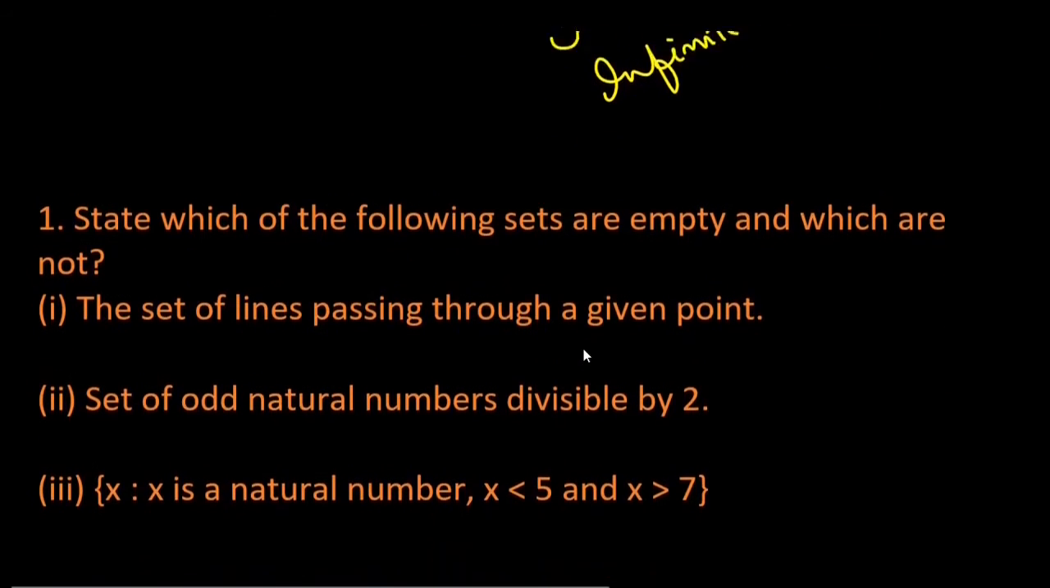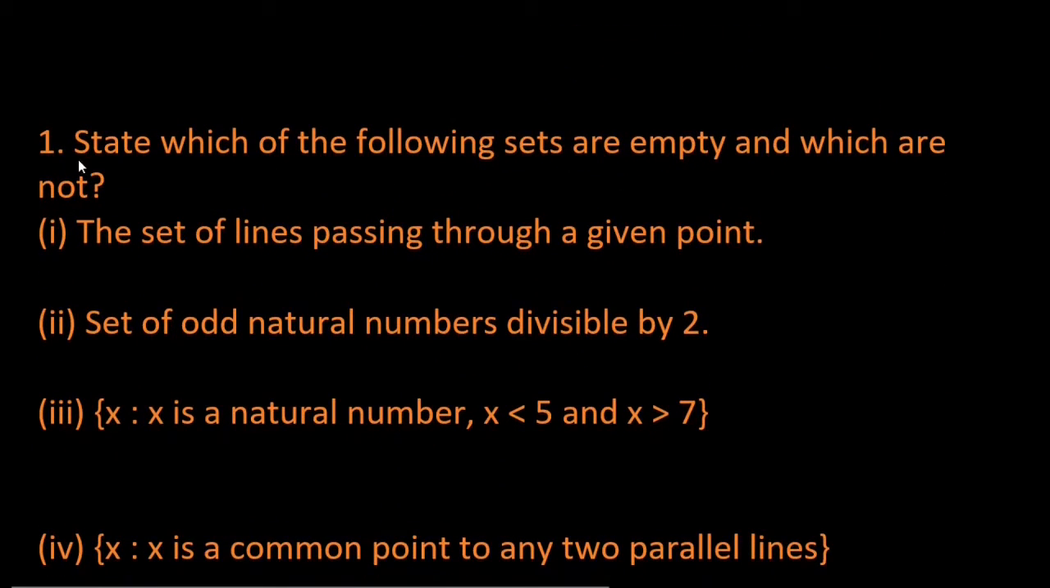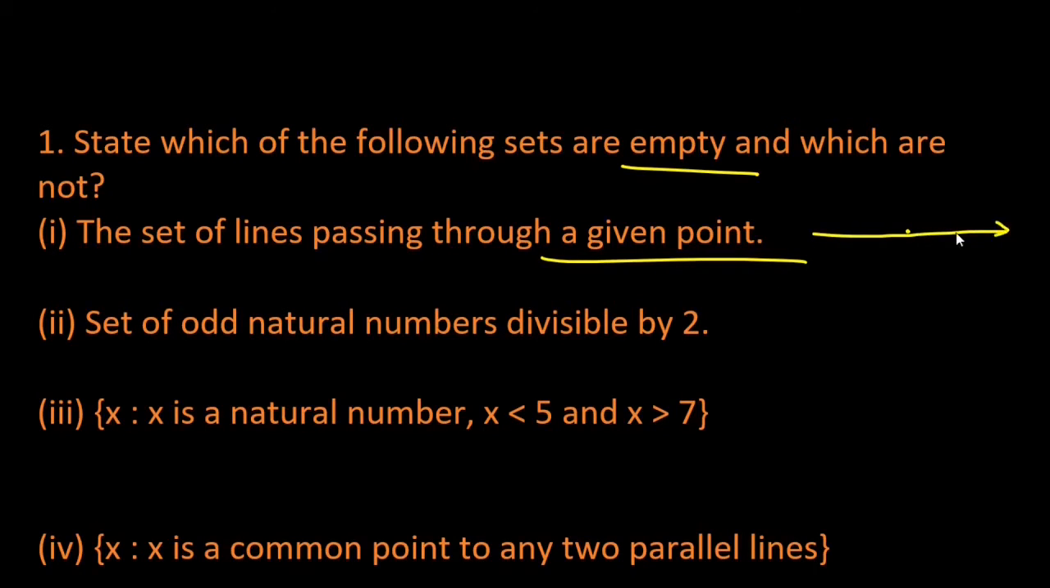First question is based on empty set. State which of the following sets are empty and which are not. The first one, the set of lines passing through a given point. When a point is given, we can draw infinite number of lines through this point. So the set of lines passing through a given point is not empty. Not empty.